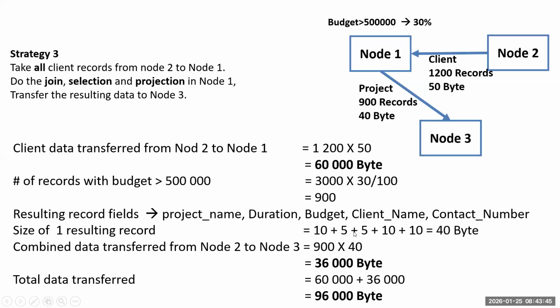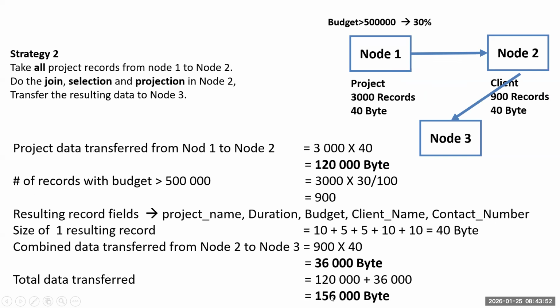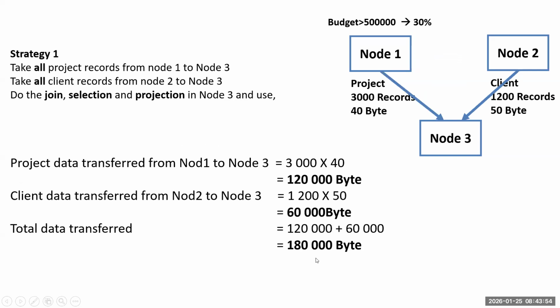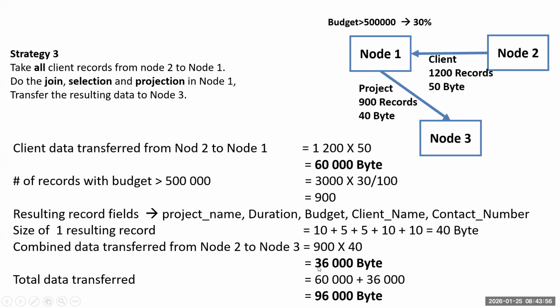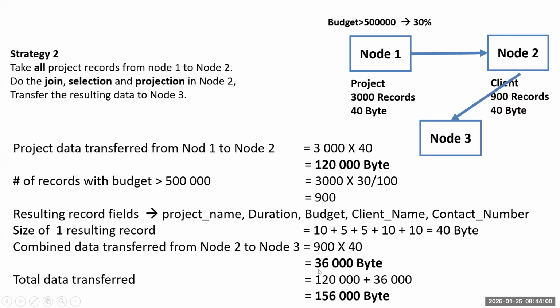So now you can decide what is the best strategy. So this is 96,000, this is 156,000, this is 108,000. So therefore, the best is the last one. Best is the last one.